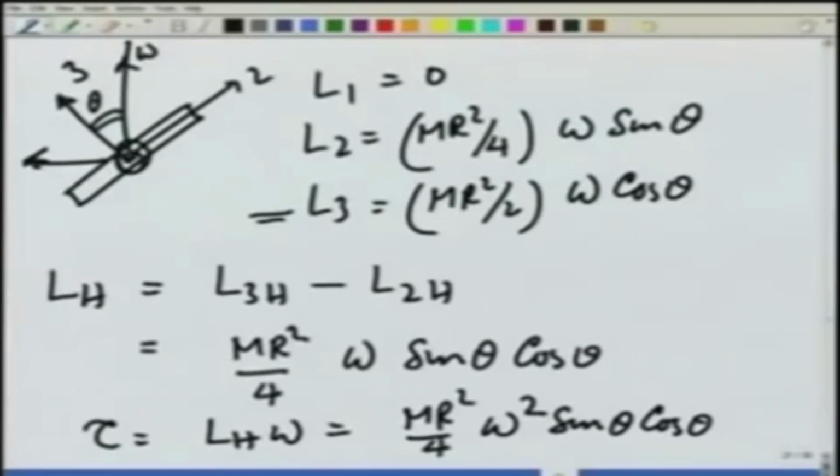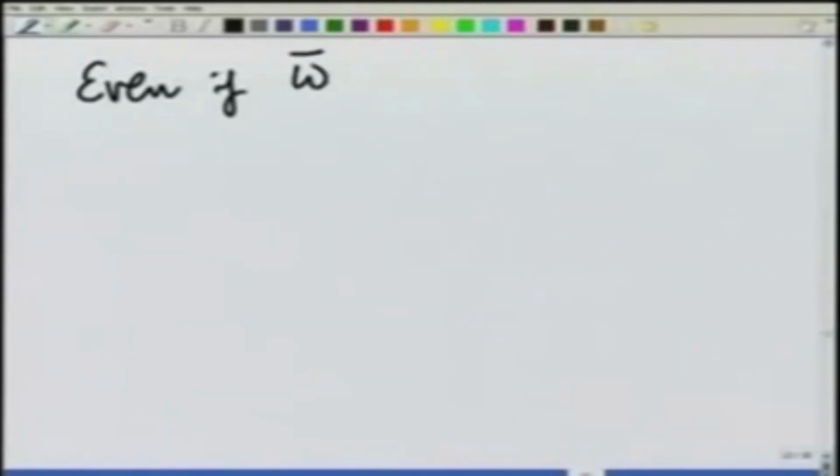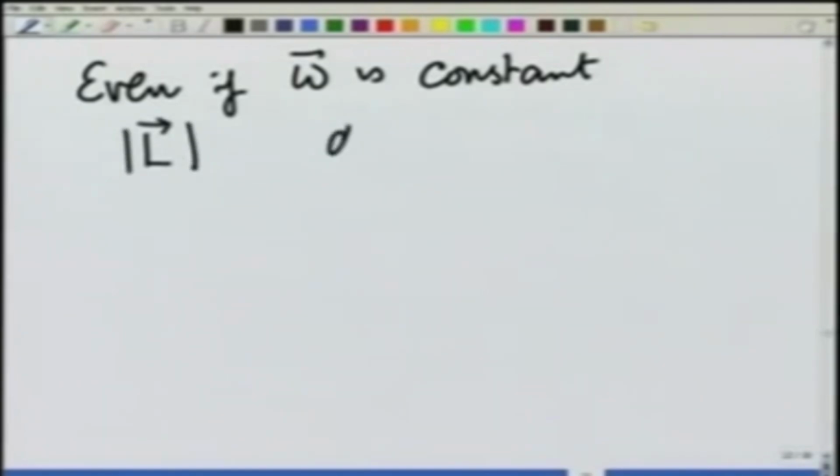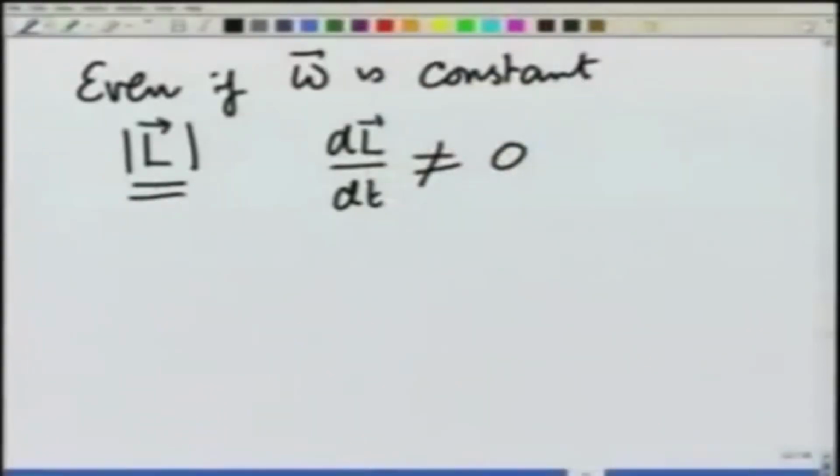So, through these 3 examples, what I have shown you is, even if omega is constant, L magnitude could also be a constant, but dL over dt is not equal to 0 because L is not in the direction of omega. In all these cases where we had the components of omega along 1, 2 and 3 in such a manner that L magnitude was a constant, although there was a torque applied, dL dt was not equal to 0, and therefore there was a torque required.